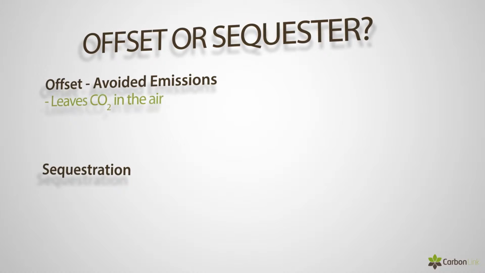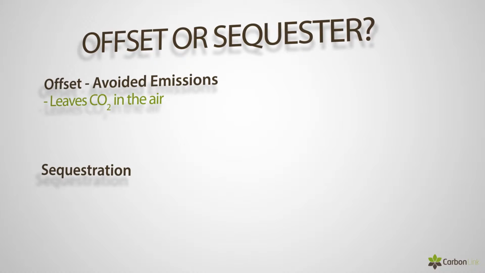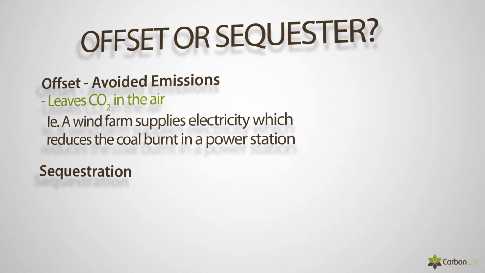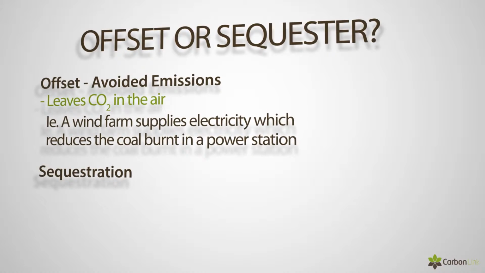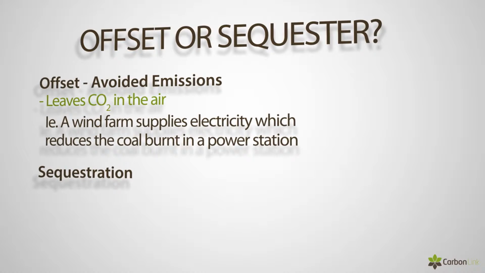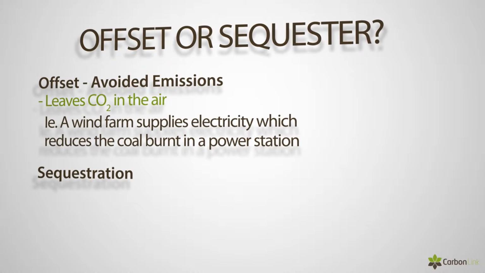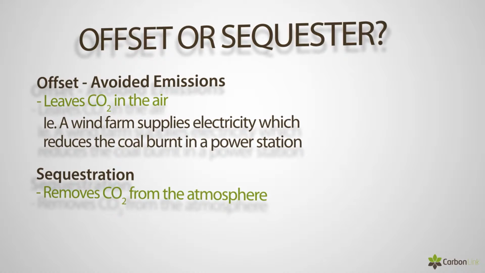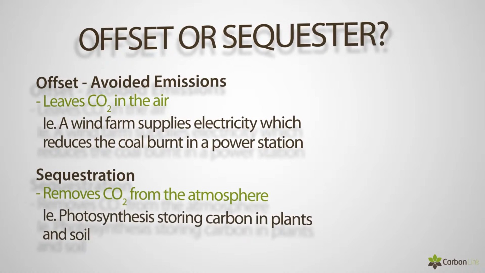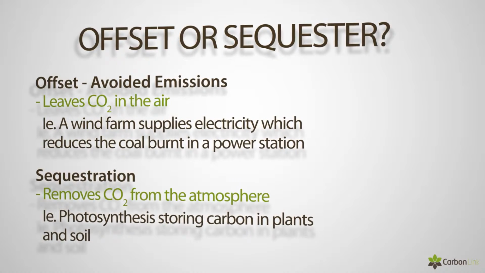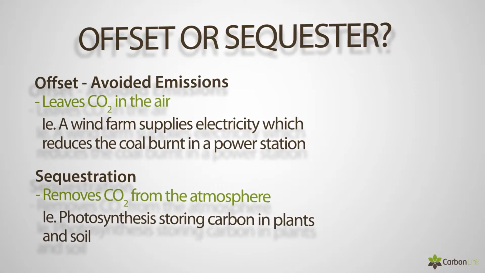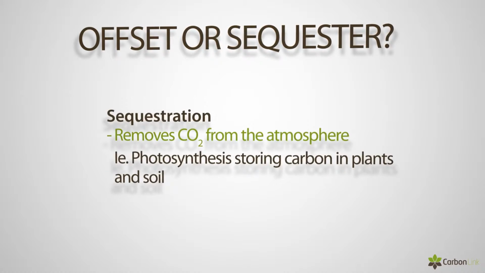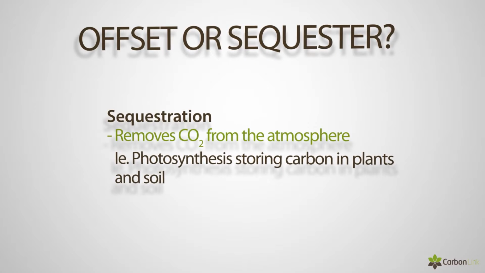In other words, we leave the CO2 in the atmosphere, but we reduce the amount that's going in. So for example, if we had a wind farm that supplies electricity which reduces the coal burnt in a power station, that's called an avoided emission. The other thing is sequestration. Sequestration, on the other hand, removes CO2 from the atmosphere, and the process for doing that is photosynthesis. And the carbon then becomes stored in the plant material, as in trees, or in the soil itself. So sequestration is the only way in which we actually remove CO2 from the atmosphere.